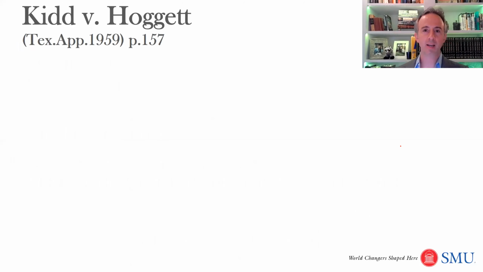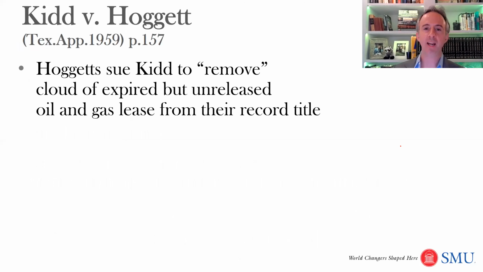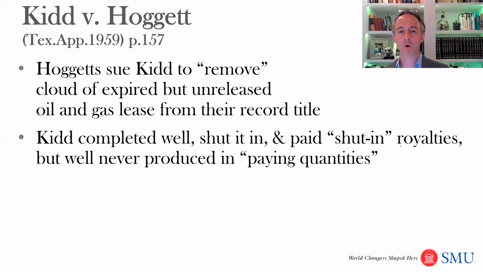All right, so I said we'd look at an example of bad faith. Here's this Kidd versus Hoggett case, Texas Appeals Court, 1959, page 157. Here the Hoggetts sue Kidd to remove the cloud of an expired but unreleased oil and gas lease from their record title. So Hoggetts are suing Kidd saying, this lease expired a long time ago, and you are wrongfully pretending you still have the right to produce oil and gas on our property.